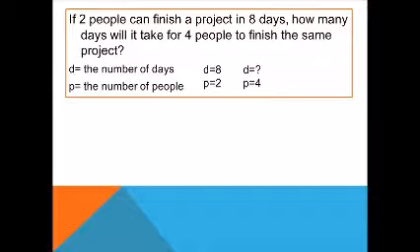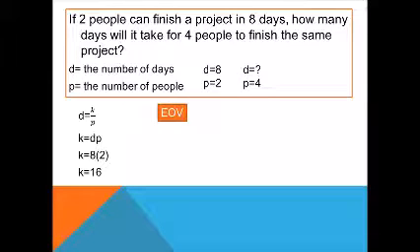Since this is an inverse variation, we can say that the number of days is inversely proportional to the number of people. In equation, d equals k over p. And to get the constant, k equals dp, just multiply 8, which is d, by 2, which is p. And thus the answer is 16. To get the equation of variation, just substitute the value of k in the equation d equals k over p. So our equation of variation will be d equals 16 over p.